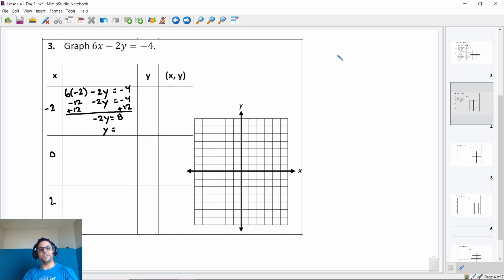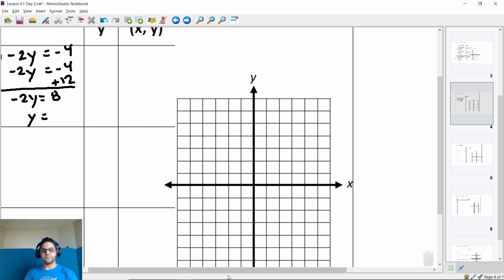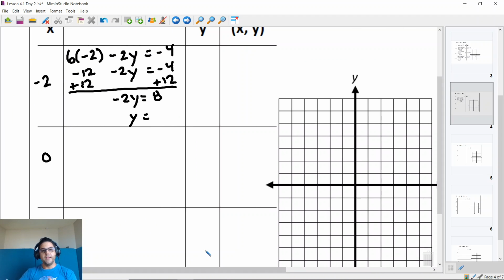Very similar to what we just did. -2 times 4 is -8, so this would have to be -4. -2 times -4 is 8. Or you can just divide by -2 on both sides. So I've got my ordered pair of -2, -4.